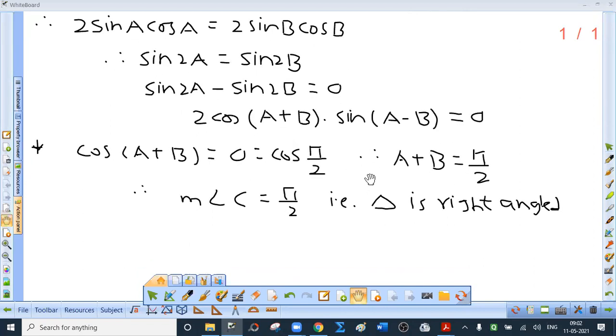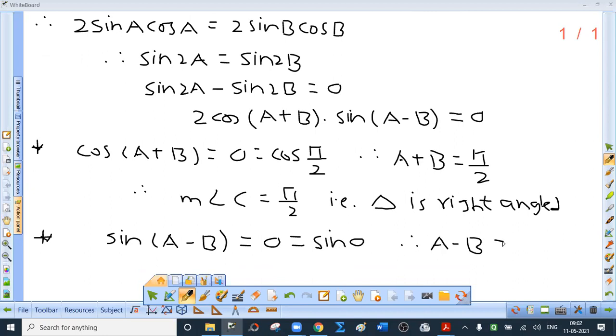And what about second part? Sine of A minus B equal to 0, but sine 0 is 0. So A minus B must be equal to 0. So A must be equal to B. That is, triangle is isosceles. So from these two we can say that if A cos A is B cos B, triangle is either right angle or an isosceles triangle.